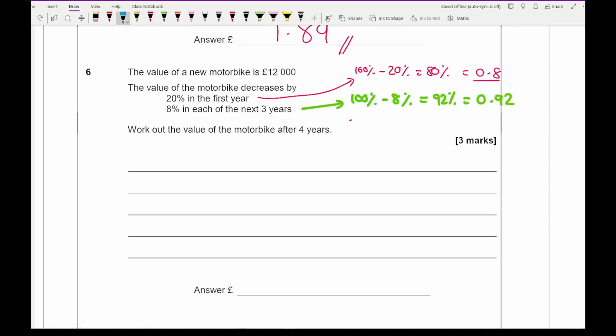So starting off with the original amount, which is £12,000, we multiply that by the first year decimal multiplier, which is 0.8, and then we've got 3 years at 8% decrease, which is 0.92 to the power of 3. Then if I enter all of that into my calculator, I get an answer of £7,475.40.